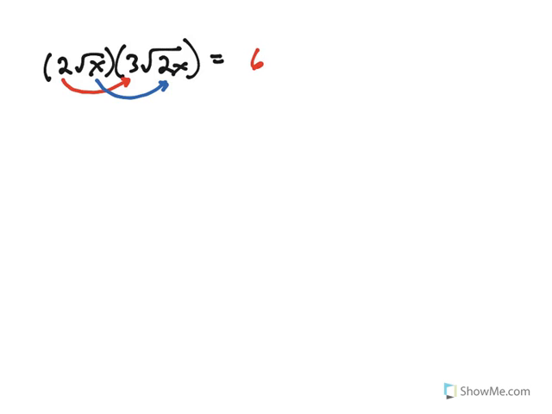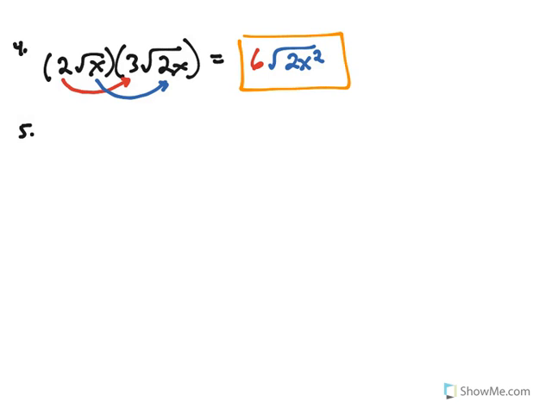Let's say you had 2 radical x, and you want to multiply that by 3 radical 2x. And remember, when we do this, we're going to multiply the coefficients together, and then multiply by whatever's under the radical. So 2 times 3 is going to give me 6, and then radical x times radical 2x is going to give me the square root of 2x squared, because we're adding the exponents. And then that would be your final answer. This would be number 4, by the way.